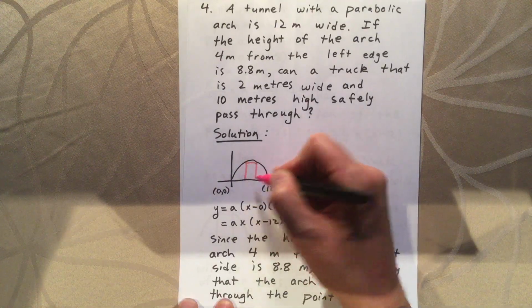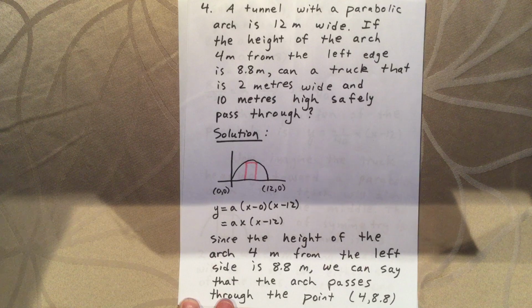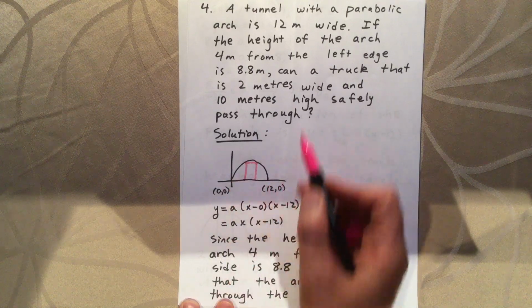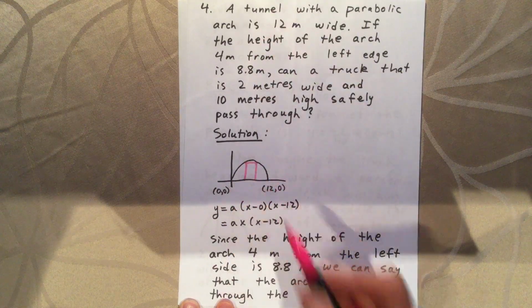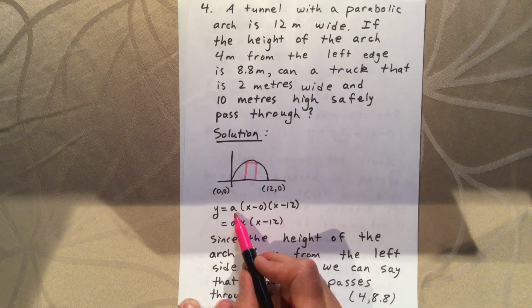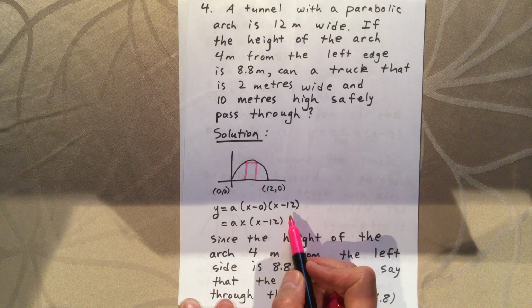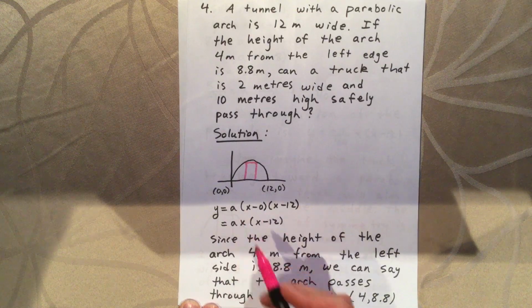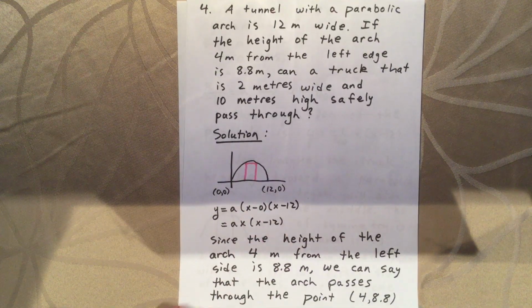The truck might look like this as we look at it from behind. This is the point 0, 0 and the point 12, 0 because the arch is 12 meters wide. And so we can say in factored form that the equation of our parabola is a times x minus 0 times x minus 12. x minus 0 simplifies to x, so we have ax times x minus 12.